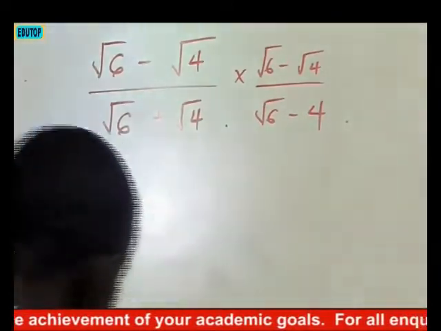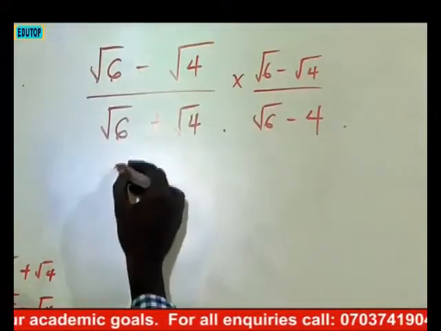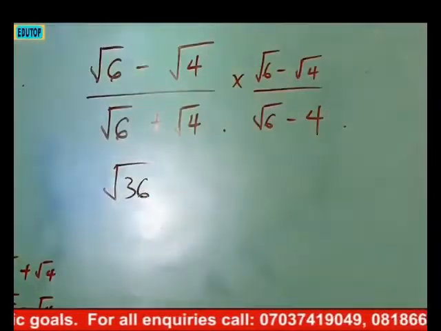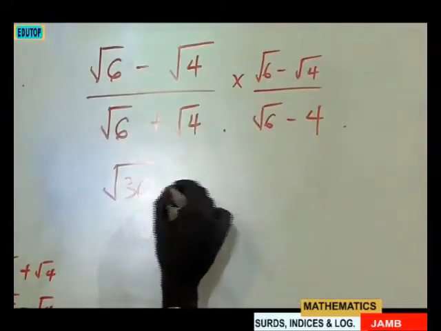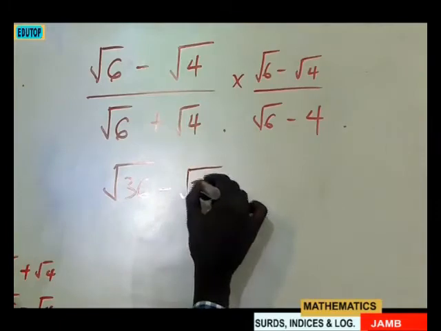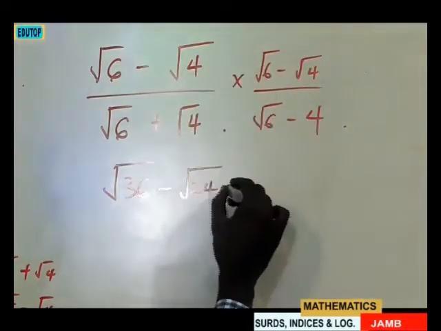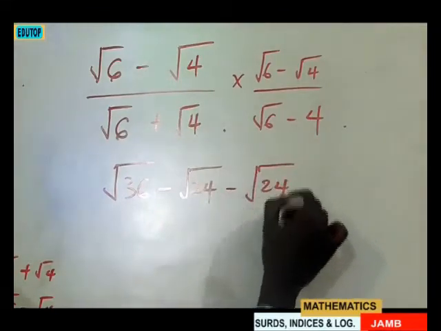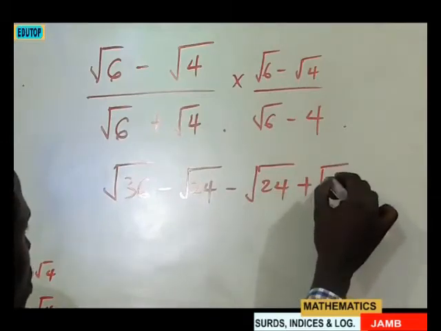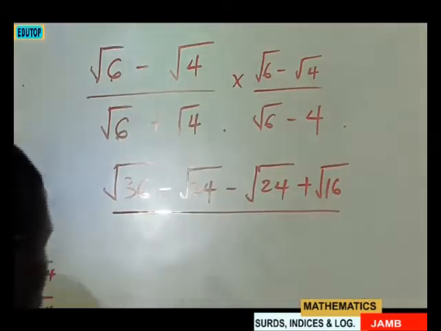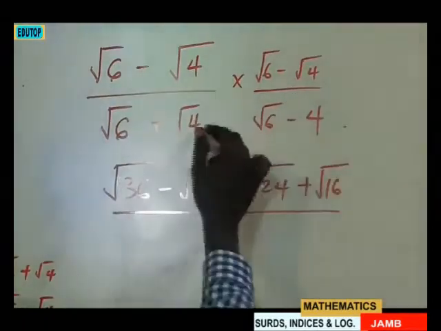When we are opening this, we have to be very careful so that we don't make a mistake. Root 6 times root 6 would definitely be root 36. Root 6 times minus root 4 would be minus root of 6 times 4, that's 24. Minus root 4 times root 6, minus root 24. Minus root 4 times minus root 4, plus root 16. I have set that on the numerator. Then I come to the denominator. Use this to multiply these two.